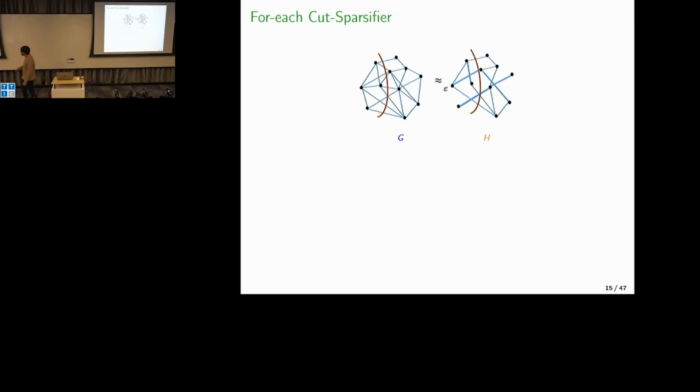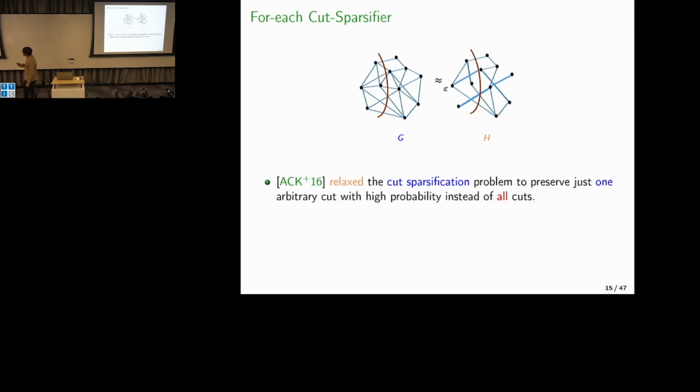Okay, so let me tell you what this is. So Andoni et al. relaxed this notion of cut sparsification to preserve just one cut instead of all cuts. Right? So note that this one cut that you have to preserve is sort of arbitrary. So maybe it's hidden from you, but you have to preserve one cut with high probability. And let me be a little more formal. What it means is this. So for all sparsifiers, this is the cut sparsifiers we know, the guarantee is that with high probability, you have to do the following.